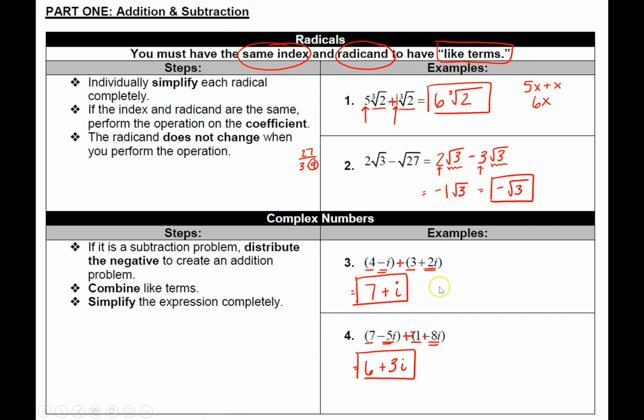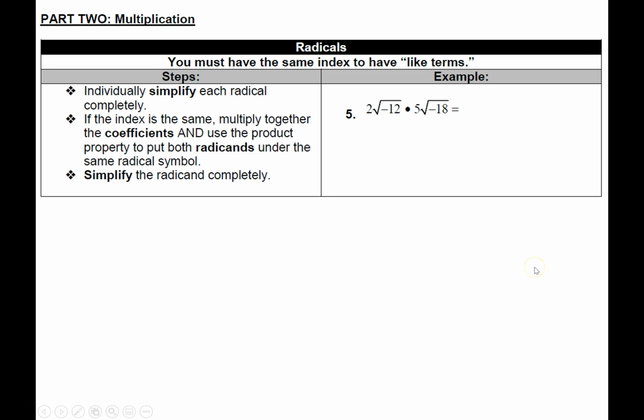All right, so now let's get into multiplication, where things get a little bit hairier. When we have radicals, we only have to have the same index in order to have like terms. The radicand can be different. So as long as, in this case, they're both square roots, we can multiply them. If one was a square root and one was a cube root, those wouldn't be considered like terms. We would not be able to multiply them to combine.